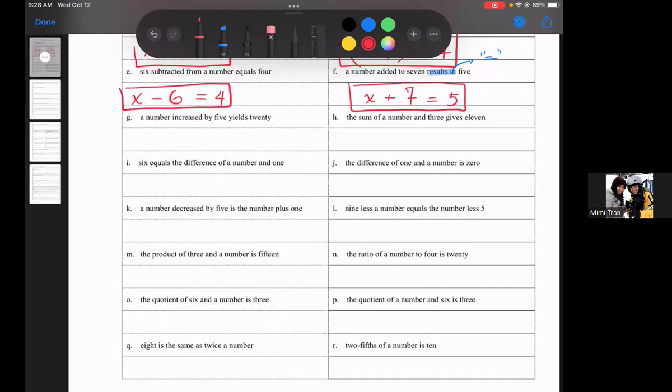G. A number increased by 5 yields 20. What do you have? X plus 5.